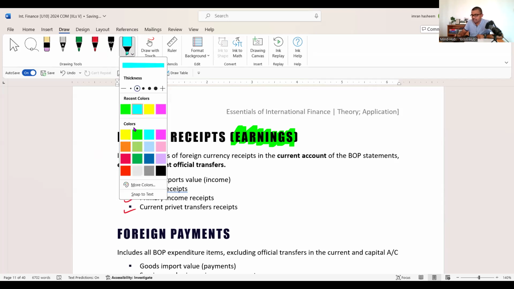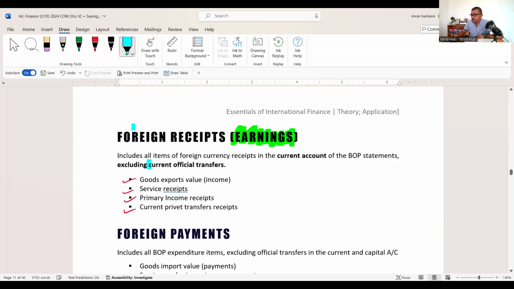The account is, current account. You know the current account items, Nabudha? Goods, services, primary, secondary income. 4. Then, each of those, so what is the account we are not taking? Capital account is not relevant. Financial account is not relevant for the receipts.